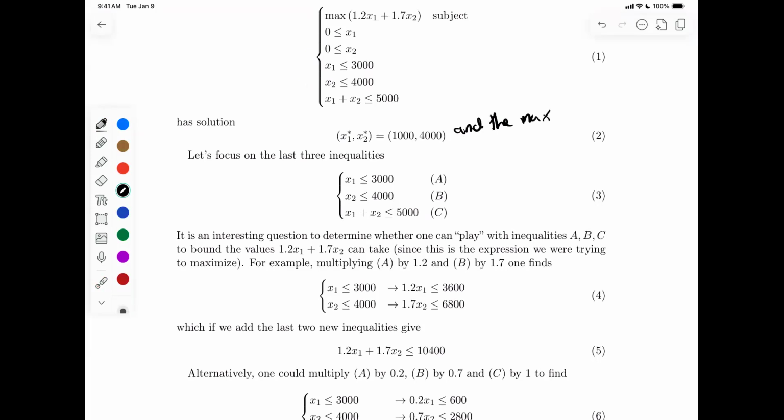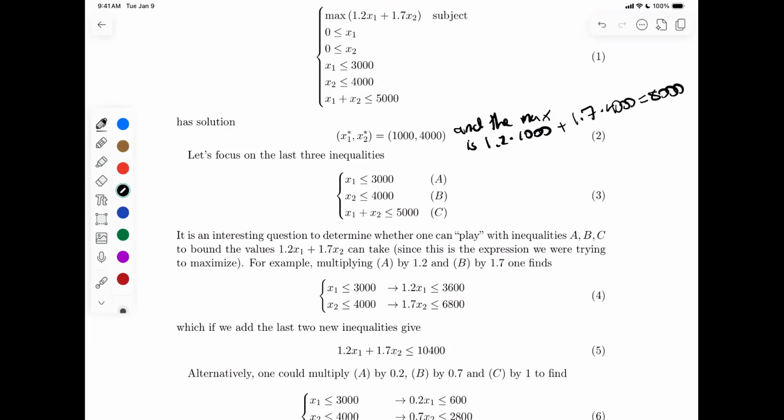the value for the max was 1.2 times 1,000, plus 1.7 times 4,000, which gives you 8,000, right? So $8,000 was the maximum amount that you could make in this problem by choosing those values for the variables. So that's the maximum. We already know the maximum.